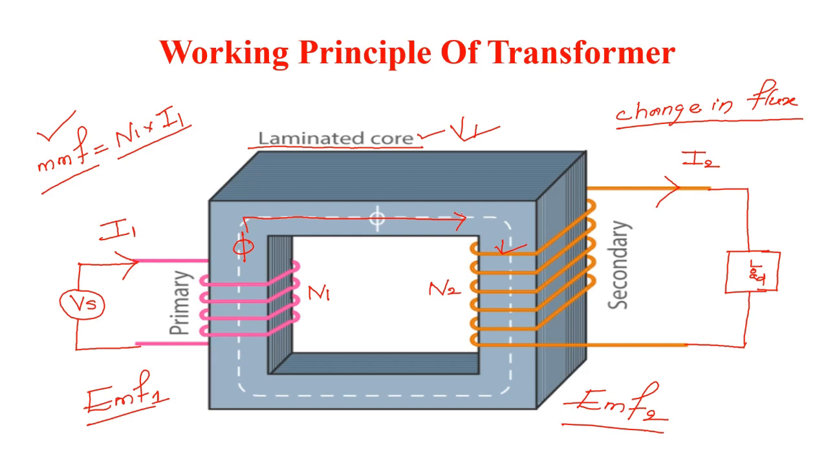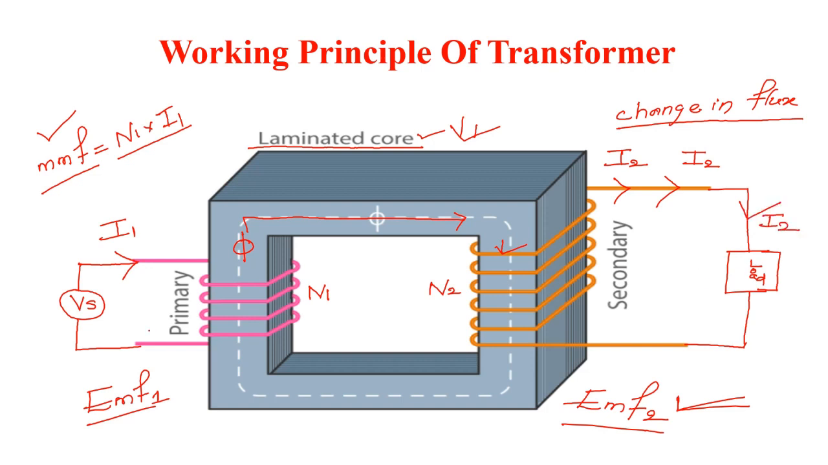So due to this change in flux linked with the secondary winding, there is a production of electromotive force 2. Now when there is a production of electromotive force in the secondary side, there is a flow of alternating current I2 through this winding, and if we connect this load across the secondary winding, the current I2 will flow through this load.